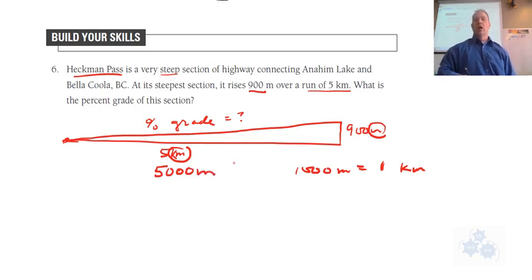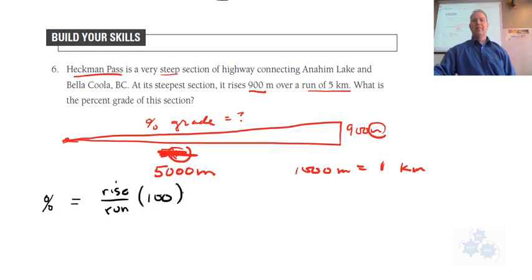Very good. So these are the two numbers we're going to work with. Right here, 5,900. So what was that percent grade? The percent grade was equal to rise over run, and then what was the other part here? Remember what the other part was? Times what? Oh, times 100. Yep, times 100. Okay, so let's fill everything in and solve for our percent grade.